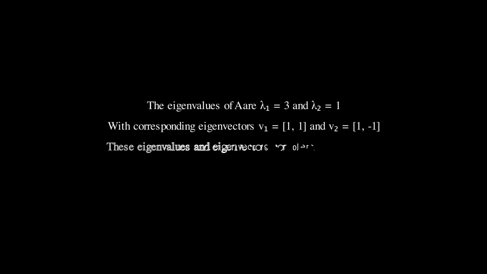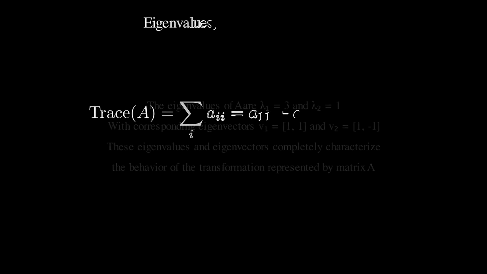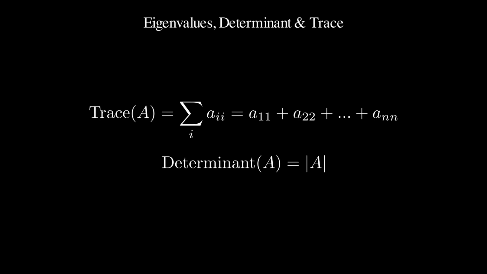In summary, we found that our matrix A has eigenvalues 3 and 1, with corresponding eigenvectors 1, 1 and 1, minus 1. These eigenvalues and eigenvectors completely characterize the behavior of the transformation represented by our matrix. Now let's explore the important relationships between eigenvalues and two key matrix properties, the trace and determinant.